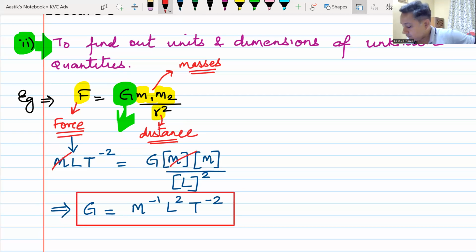L power 3, sir. Yes, L to the power 3, not L to the power 2. I made a mistake. Well done. L cube. Well done. That means you are looking at the answer and not copying it down. Good. That is the correct dimension of G. Everyone got this? Can I have some raise hand that we got this?